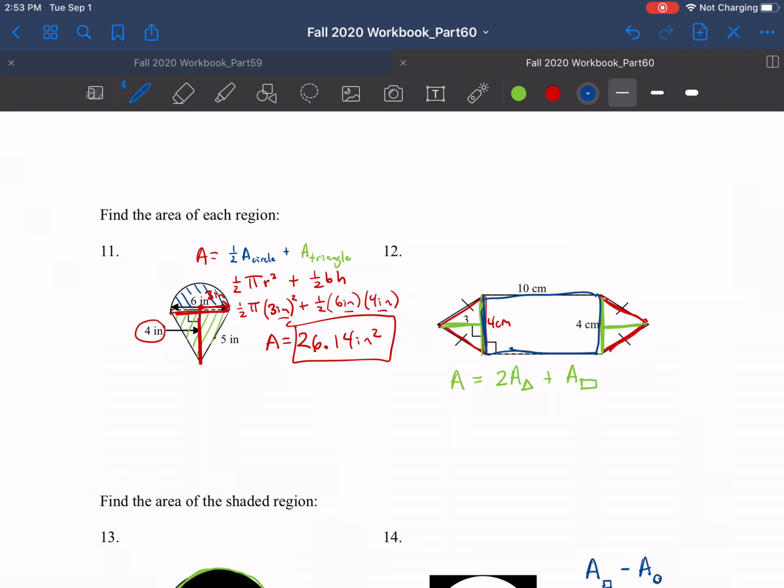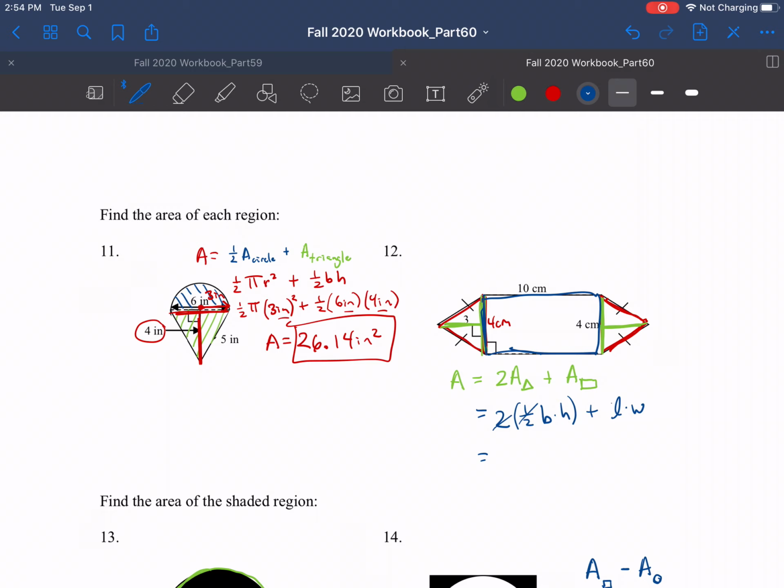And so we go through and just find them. So 2, the area of a triangle is 1/2 base times height, and there's 2 of them, plus the area of the rectangle, which is length times width, right? That's what we did. And so now I can plug this in. 2 times a half, they just cancel. 2 times 1/2 is just 1.